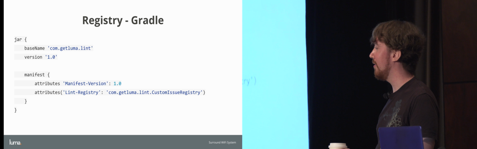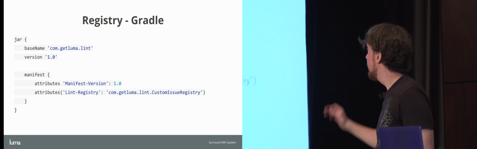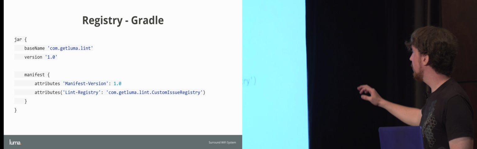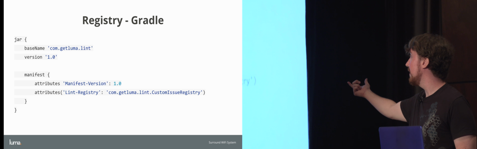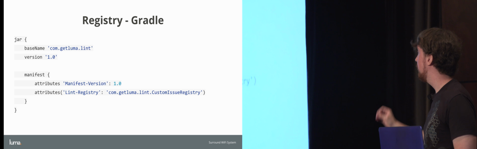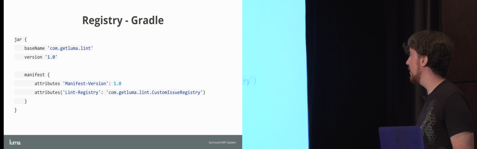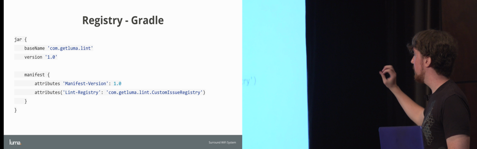It might have all your lint checks and your detectors and all that. But lint as a utility will have no idea what to do with it. So this is important. With this lint registry attribute, we're pointing to our custom issue registry that we've defined, so the lint utility will find it and then have that listing of issues that we've created. So this is an important step of hooking into the lint utility.